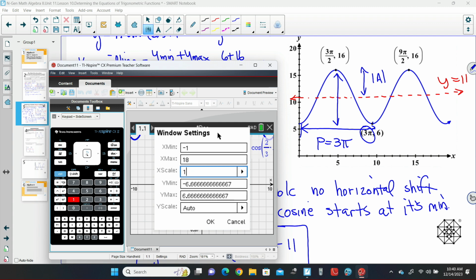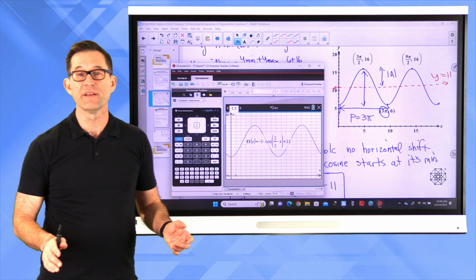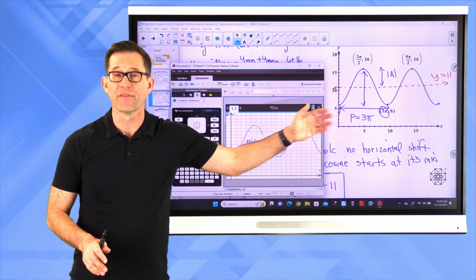I mean, I could have those 5s marked as well if I wanted to. My y min, I'm going to actually put a -1 in as well, but I'm going to go up to 20. And I'll also have that scale by 1. And there it is. So I can really see that I've got basically the correct curve.